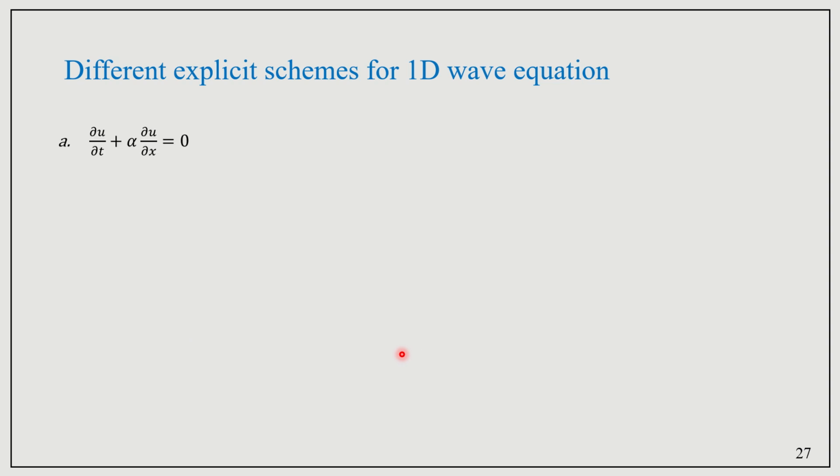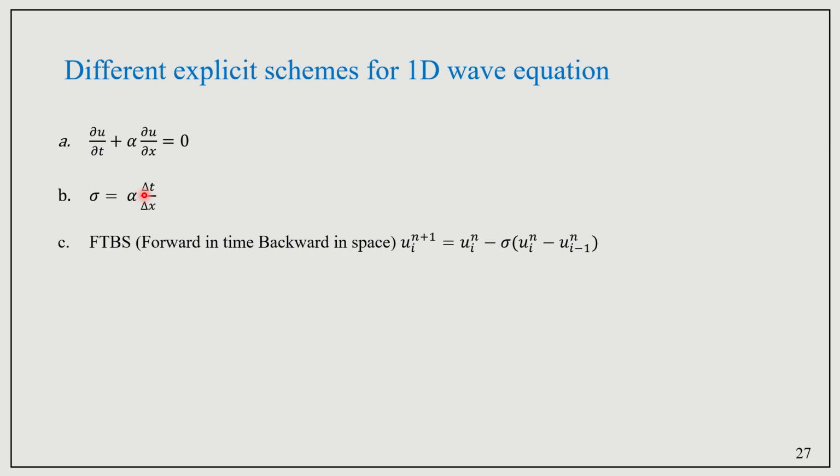So why did I jump to the one dimensional wave equation? So yeah, this is the advection equation, the one dimensional unsteady advection equation. So here sigma, if we are taking it as alpha into delta t by delta x, forward time, backward space, this is what is given in the options, forward in time, backward in space. So we will be having u at ith position at n plus 1 time step equal to u at I at nth time step minus sigma into ui at nth time step minus ui minus 1 at nth time step.